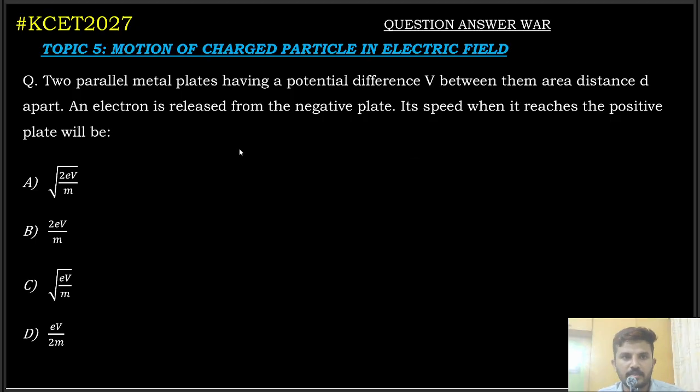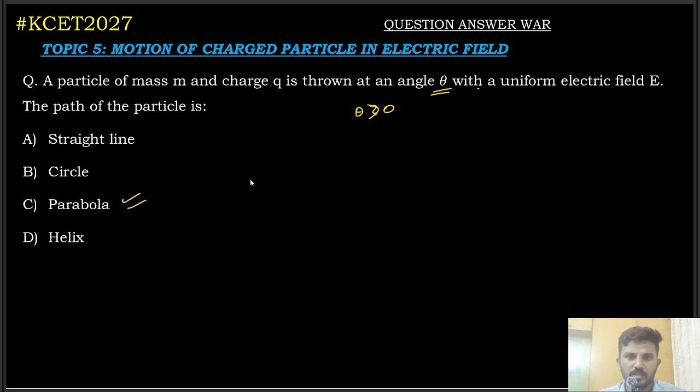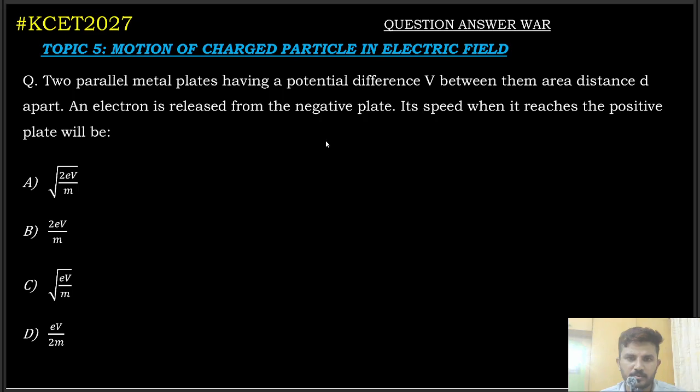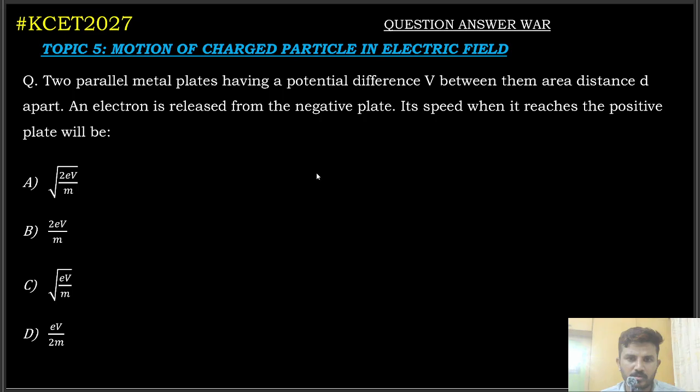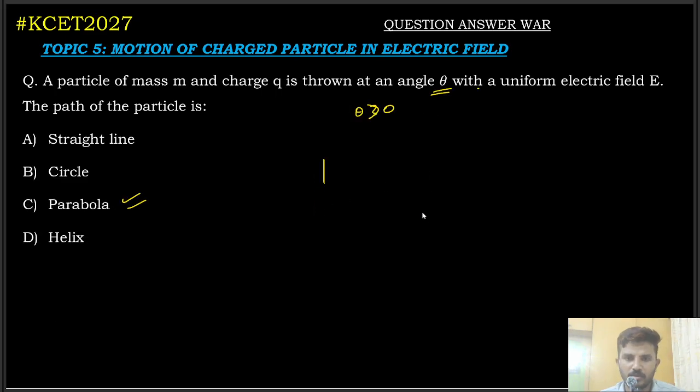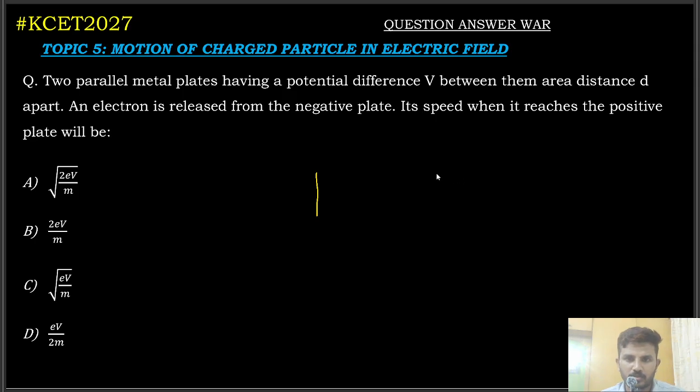Two parallel metal plates having the potential difference V. So let's consider here, there is a plate here. I am just drawing a line. So here, it is very sensitive.